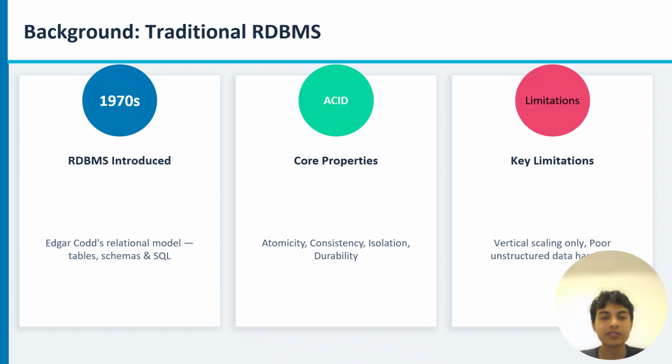And I stands for isolation, which means multiple transactions don't interfere with each other. Even if thousands of users are performing actions at the same time, each transaction is processed independently. And D stands for durability, which means once a transaction is completed, it is permanently saved. Even if the system crashes right after, the data will not be lost. So overall, RDBMS is extremely reliable, but it struggles when dealing with large-scale, flexible, and unstructured data.